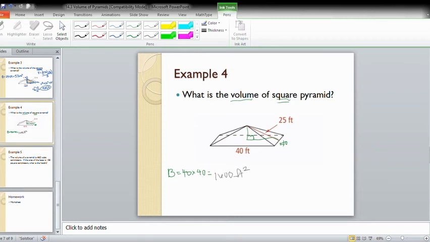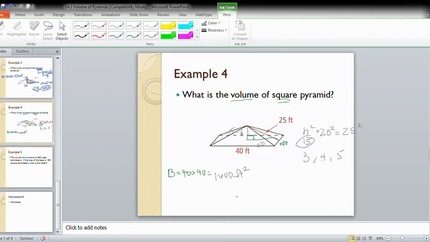And then I need to solve for my height using the same method as we did before. Remember, this whole thing was 40, so this is going to be 20. So again, we can do h squared plus 20 squared equals 25 squared. Or you can recognize that this is a 3, 4, 5 family, a multiple of it. So 5 times 5 is 25. 4 times 5 is 20. 3 times 5 is going to give us 15. So now we have a height of 15.